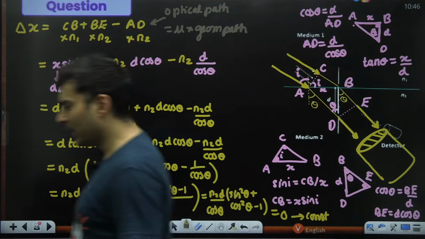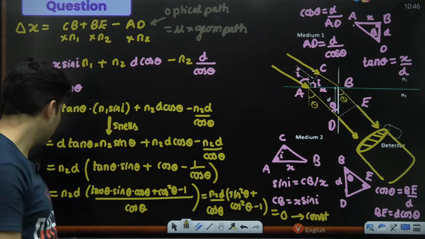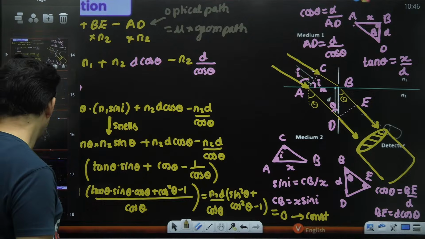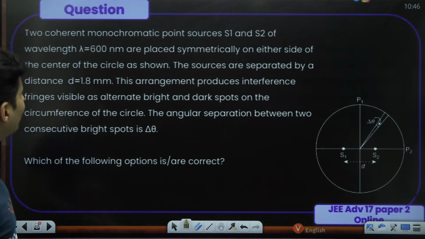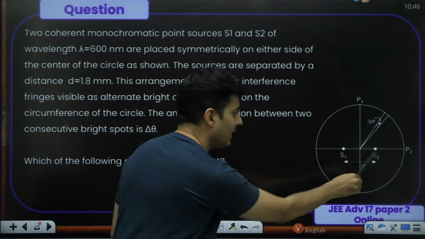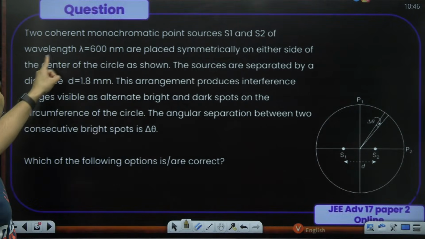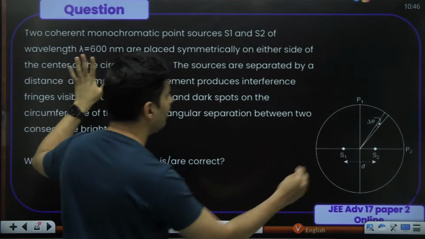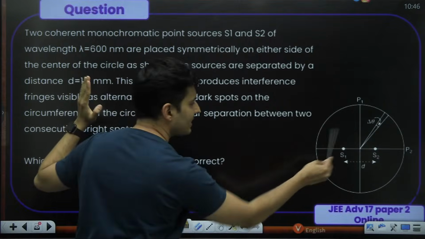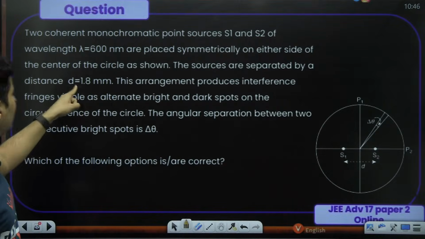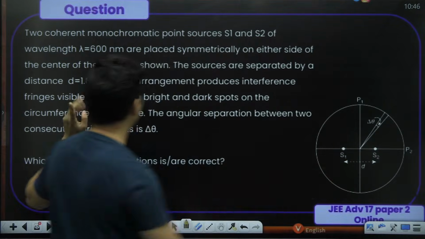Cool. Shall we go ahead to the next question coming up on your screen? Okay, here comes the next question. There are two coherent monochromatic point sources, S1 and S2, with wavelength 600 nanometers, placed symmetrically on either side of the center of the circle, separated by a distance d of 1.8 millimeters.